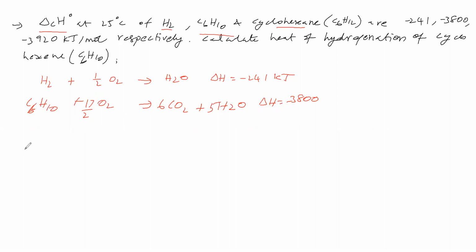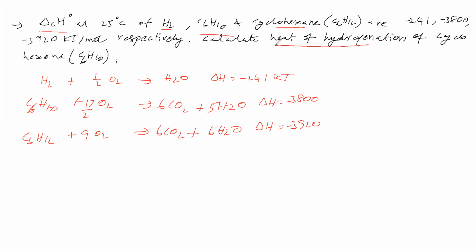Then combustion of cyclohexane, formula C6H12. This plus O2 gives carbon dioxide 6 times. Hydrogen 12, therefore 6H2O. Oxygen is 6 twos are 12, plus 6 is 18, that is 9 O2 we have written. For this, delta H is minus 3920 kilojoule, given.